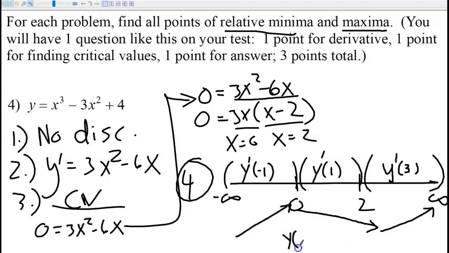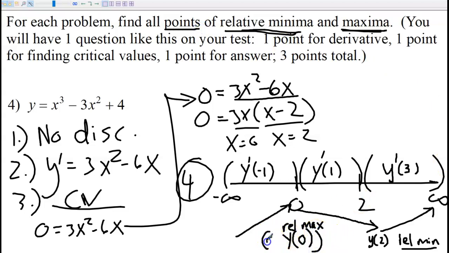But a max is a y value, so we're not going to put 0 as our answer. We're going to put y of 0 as our answer. That would be our relative max. And then 2 will give us our relative minimum. So y of 2 is the relative minimum. So don't just put 0 and 2. That would be wrong. The problem's asking you for the relative minima and maxima. Matter of fact, it says points. So if you wanted to be more specific, you could write it as a point where you put the x value here and the y value next to it.